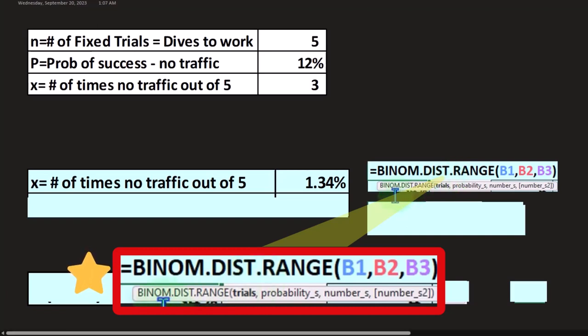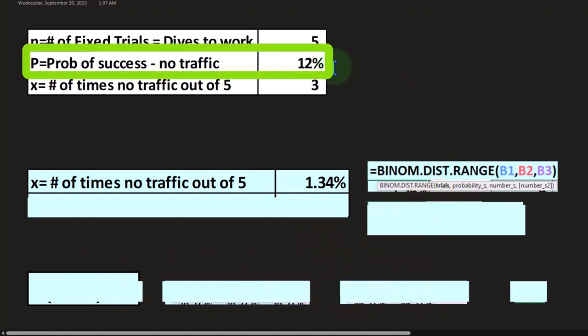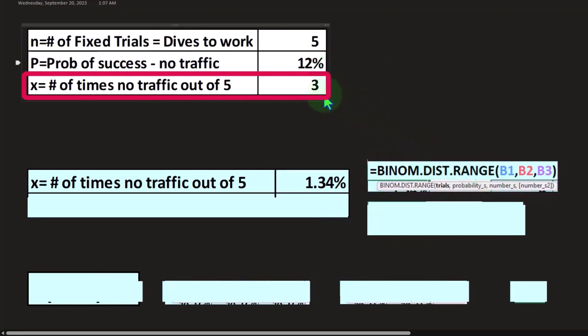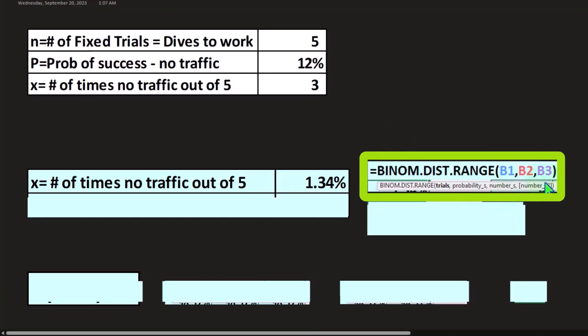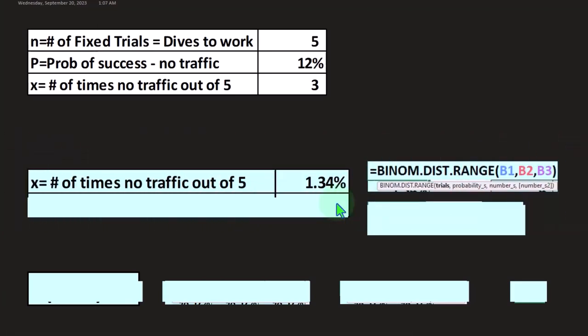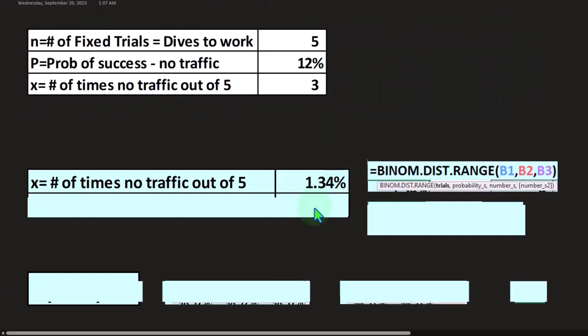So this equals BINOM.DIST.RANGE. And then we're picking up the trials, which are going to be 5, the probability per individual trial, the 12% probability of success, and then the number we're looking for is 3 out of the 5. That's what these numbers represent, and that gives us our 1.34%. So the likelihood that we get 3 days out of 5 that have no traffic, given the fact that each individual day we only have a 12% success rate, meaning no traffic, is only 1.35%.